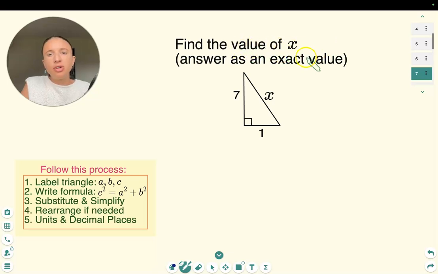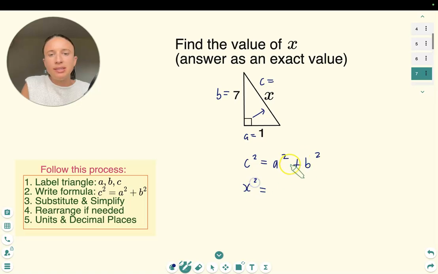So maybe you want to pause this video and try this one. Find the value of x, answer as an exact value. Okay, first step, label your triangle. C is opposite the right angle. Okay. C squared equals A squared plus B squared. Substitute. So we're up to this step, substitute and simplify.